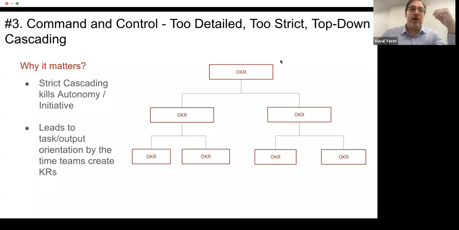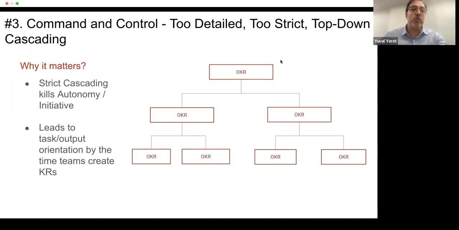So we talked about two issues so far. One is too many OKRs, so everything becomes an OKR. The second was OKRs that are too prescriptive, too task, activity, or output oriented rather than outcome oriented.